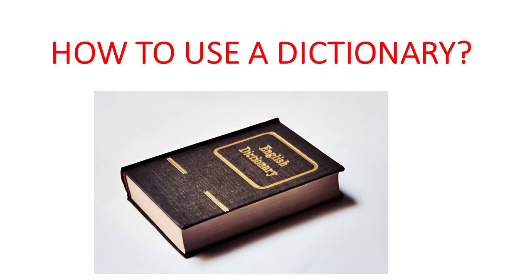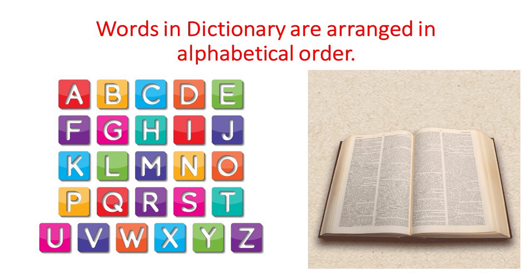Now let's learn about how to use a dictionary. As I said earlier, the words in the dictionary are arranged in alphabetical order. That is, the word starting with A comes before the word starting with B, and the word starting with H will come before the word starting with M, and so on.